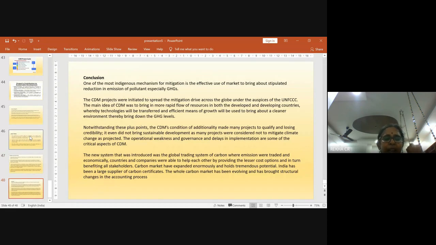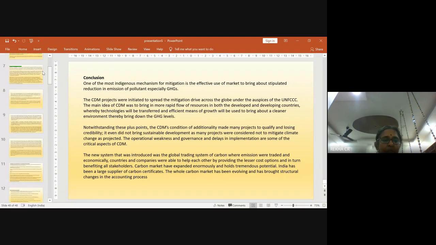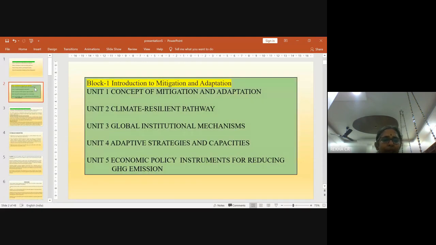And to conclude the last topic, the CDM project was initiated to spread the mitigation drive across the globe under UNFCCC. So the main idea of CDM was to bring more rapid flow of resources in both developed and developing countries, whereby technologies will be transferred and efficient means of growth will be used to bring about a cleaner environment, thereby bringing down the greenhouse gas levels. So carbon markets have expanded enormously and hold tremendous potential, and India is one of the large suppliers of carbon certificates. And the whole carbon market has been evolving and has brought structural changes in the accounting process. So this is about the first block with 5 units.